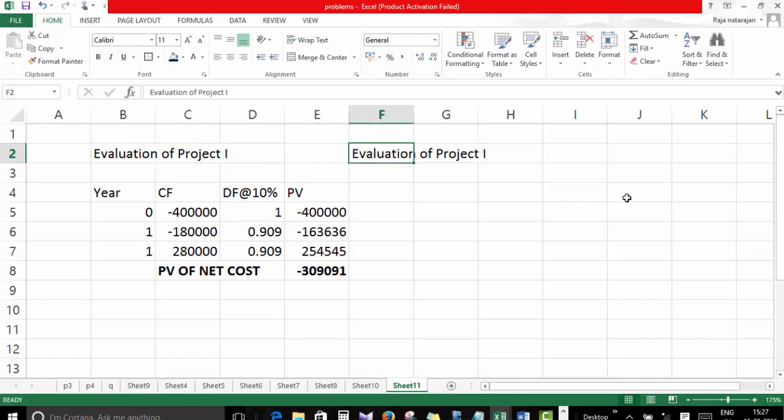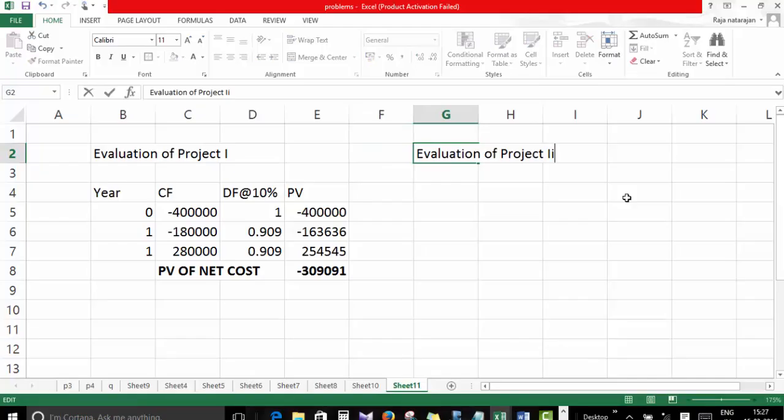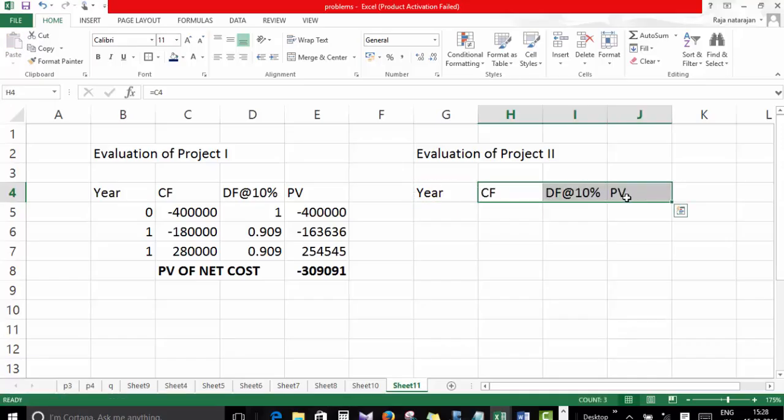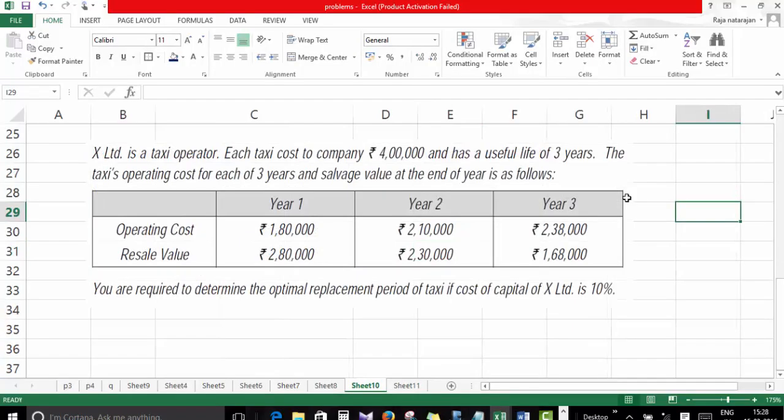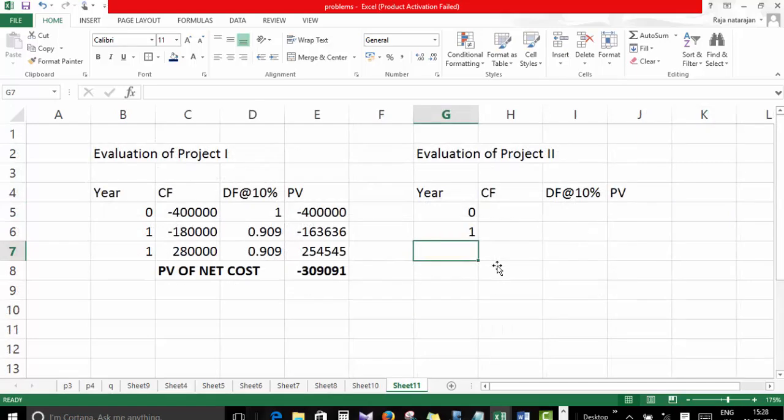Let me copy paste the evaluation of project 2. So I'll change it. Yeah, it is project 2. And we need all the information here: cash flow, discount factor, and PV. Here it is going to be the same 0, 1, but here we are not going to dispose the asset at the end of year 1, rather we are going to dispose it at the end of year 2. So that's why I'm calling it project 2. The disposal resale is going to happen at the end of year 2. Okay, so in year 2 you will have some operating costs and you will be disposing.